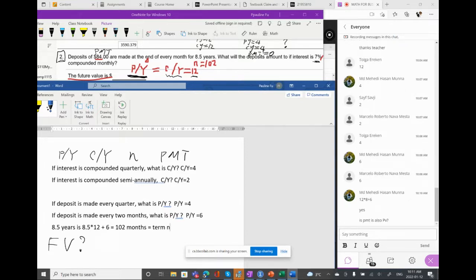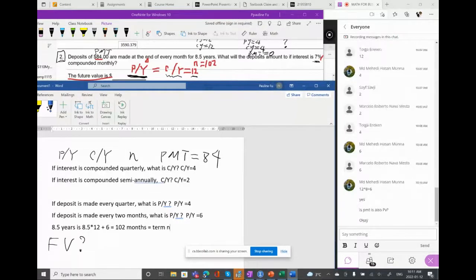Is PMT also PV? Hassan, no. PMT is every month you make a payment. PMT in this example, 84. Okay? PMT is not PV. PV in this case is 0. Present value is 0. We are asked to solve for future value.